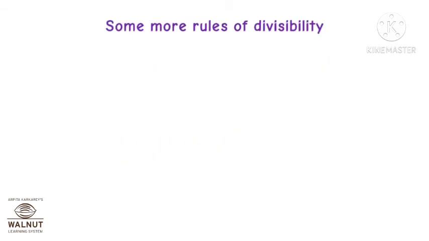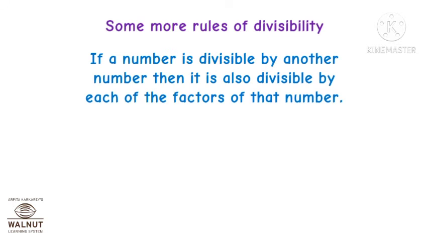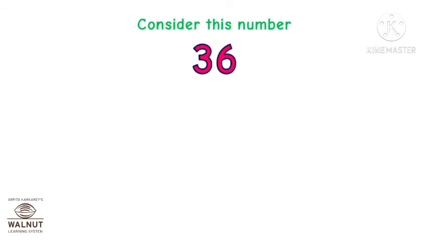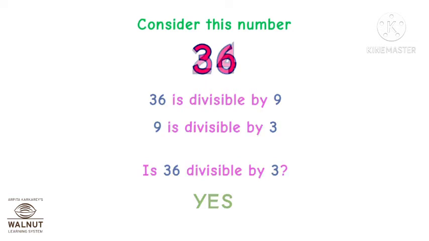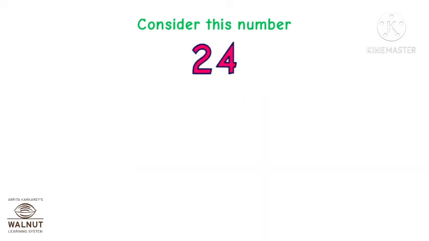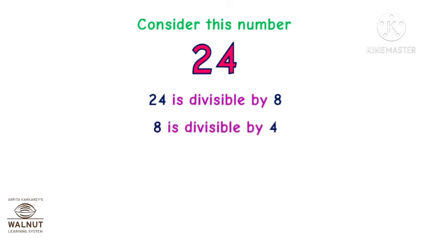Some more rules of divisibility. If a number is divisible by another number, then it is also divisible by each of the factors of that number. Let's see how that works. Consider this number 36. 36 is divisible by 9. 9 is divisible by 3. Is 36 divisible by 3? Yes. Consider this number 24. 24 is divisible by 8. 8 is divisible by 4. Is 24 divisible by 4?